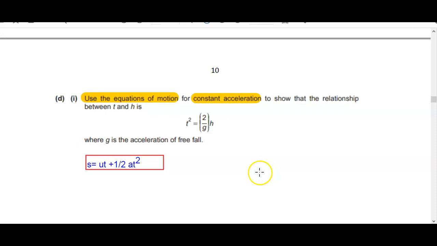Okay, so on to the next part of the question, and here we're asked to use an equation of motion, constant acceleration, to show that this expression is correct. So what could we use? Well, we've only got a limited number of suvat equations, and the only one with t squared in it is s equals ut plus a half at squared. You need to show that s is going to be representing h, a is representing g, and then rearrange that equation with u equal to 0, because the ball can be released from rest and allowed to fall freely.